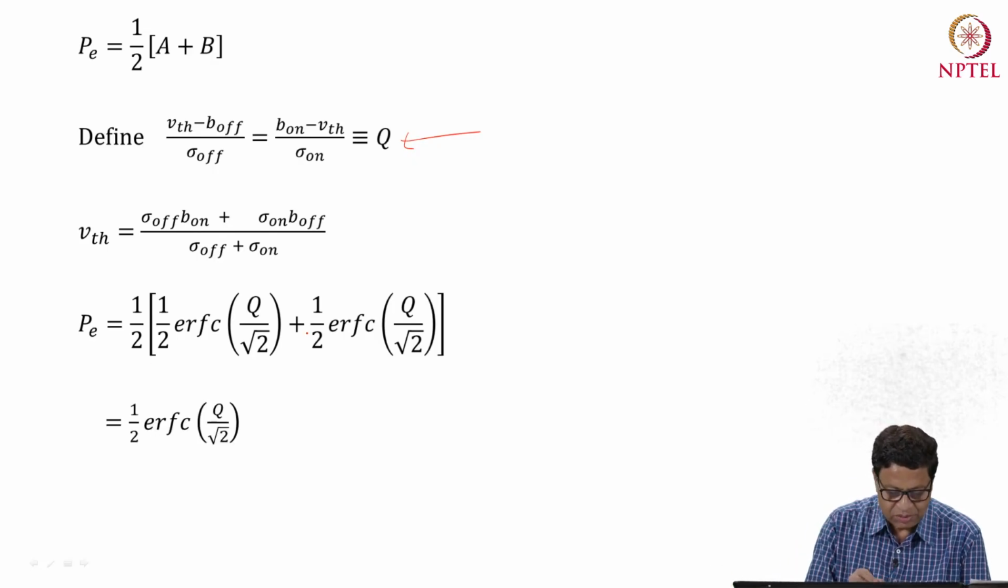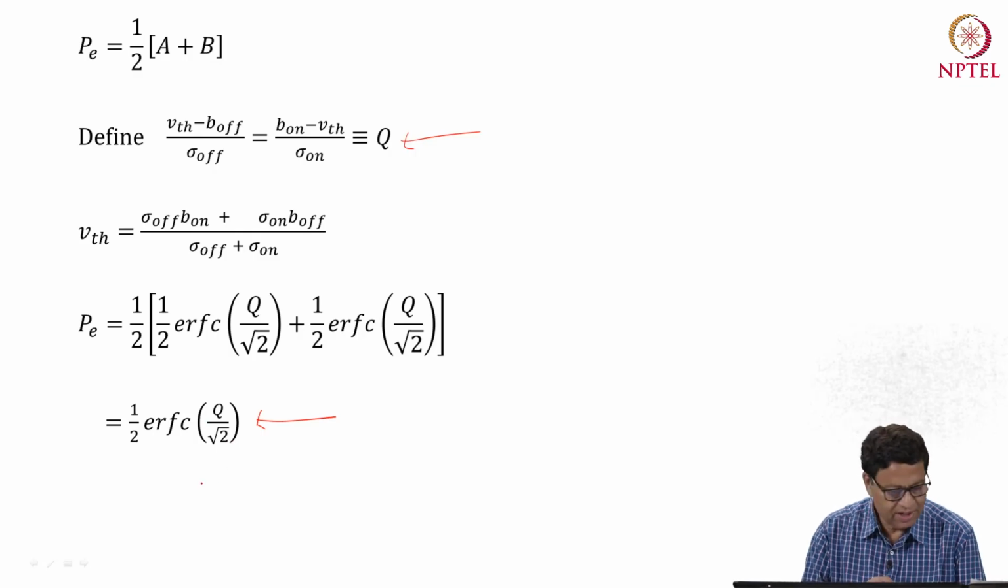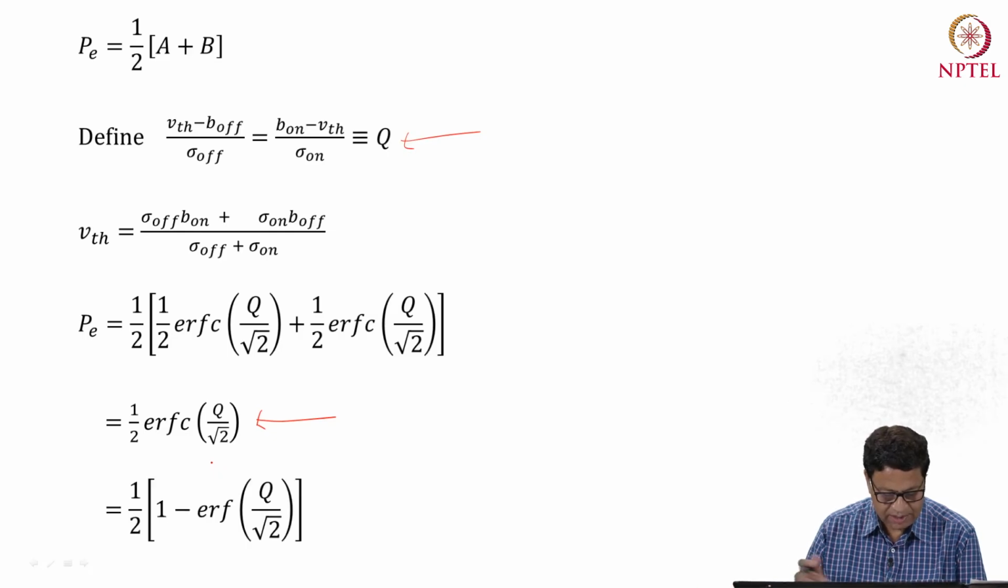And so this can be added, and what we finally get is the probability of error as half erfc(Q by root 2). And this can be written in the form of the error function also, so half times (1 minus erf(Q by root 2)).